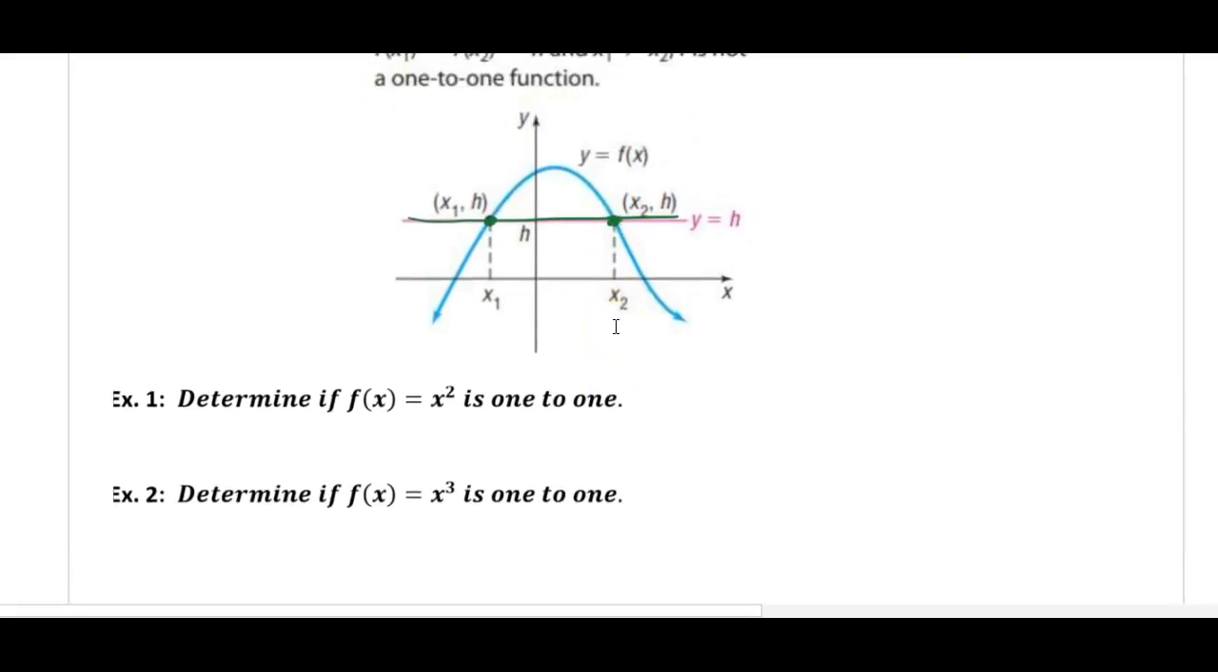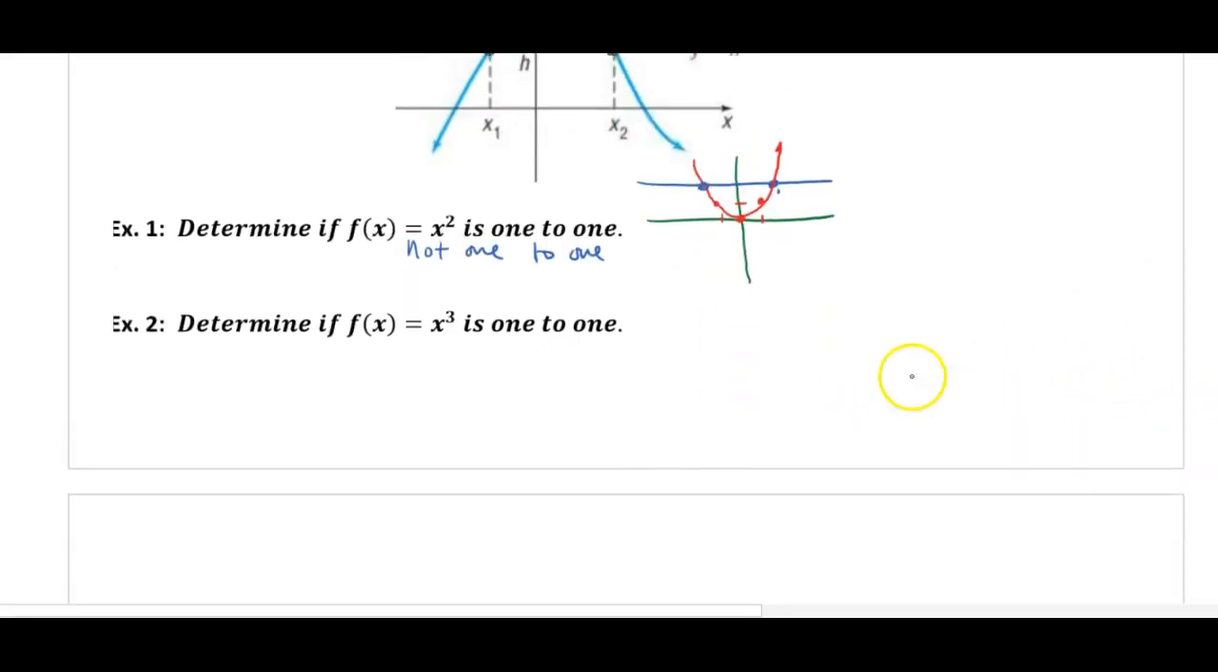So when we look at example 1 here, determine if f of x equals x squared is 1-to-1. If I were to graph this function, you've got to remember that this function is a parabola, and it would look like this. Would this graph pass the horizontal line test? And the answer is no. So this is not 1-to-1, because if you look, this y value and this y value have two different x values.